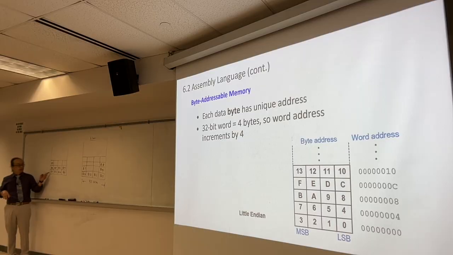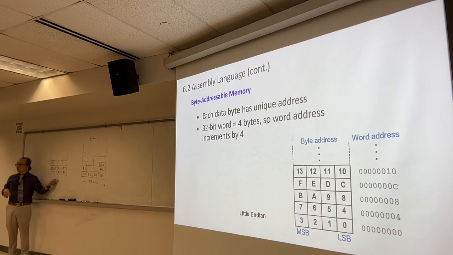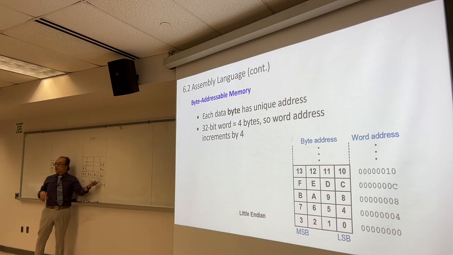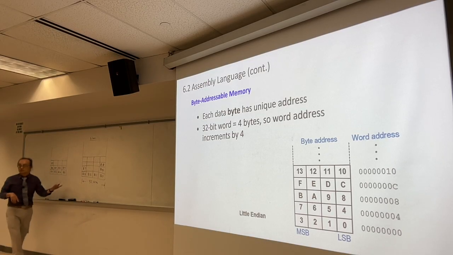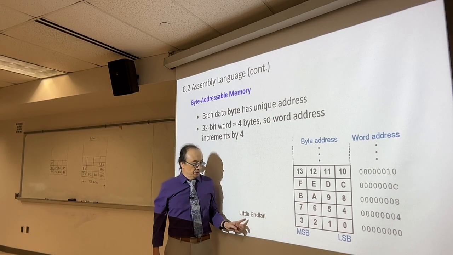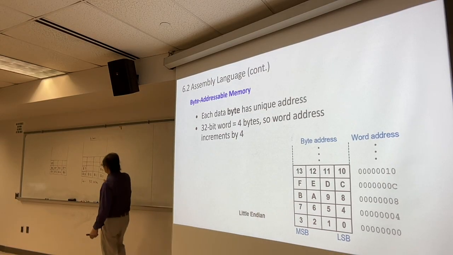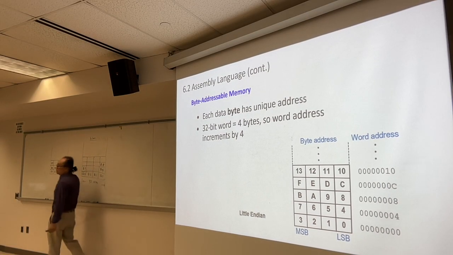Now, if we look at this one first, byte 0, 1, 2, 3, the big number is at the end, right? So we call this big endian. This is the small number at the end, little endian. So those are two different architectures. One is big endian, another one is little endian. So this is the little endian, byte number 0 is right there. And if you write this way, it's big endian.